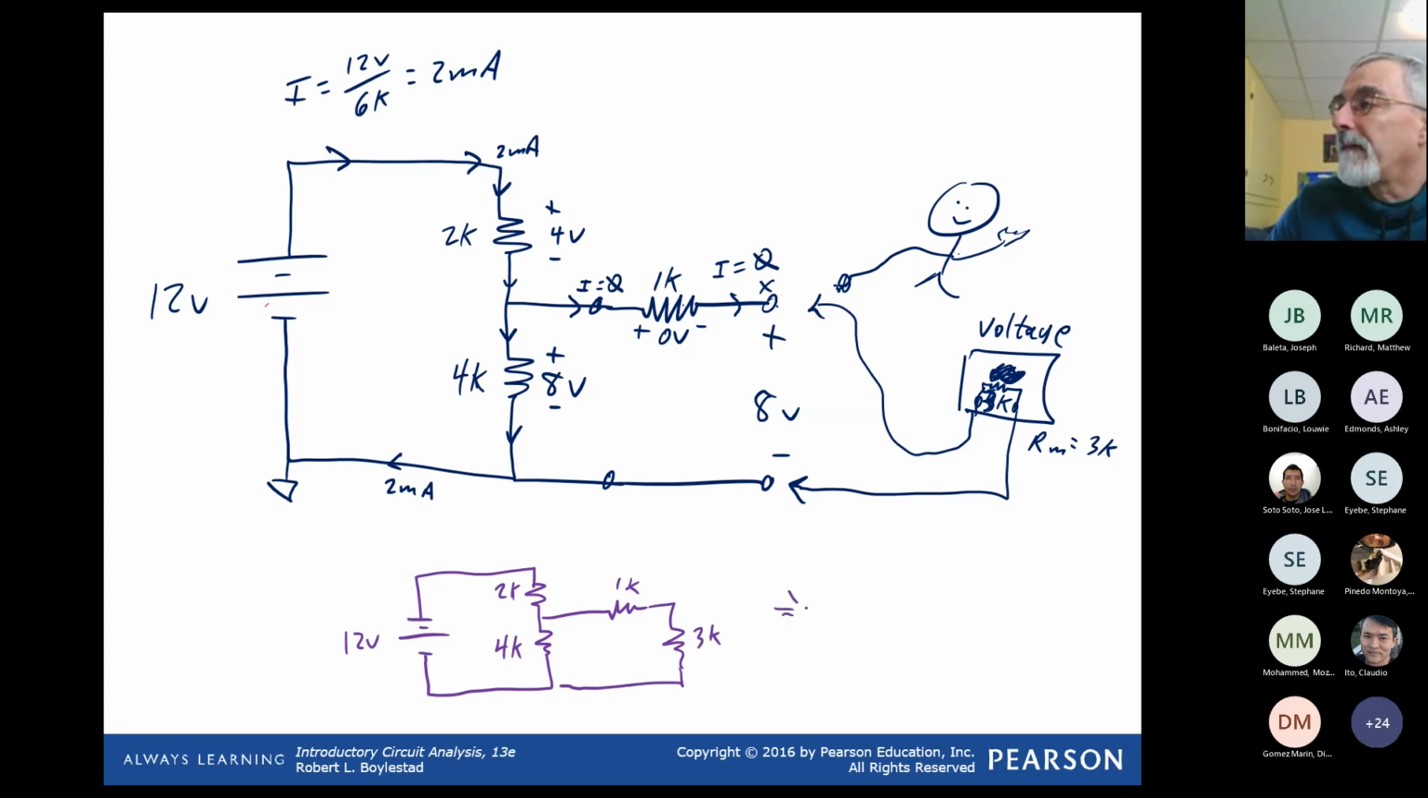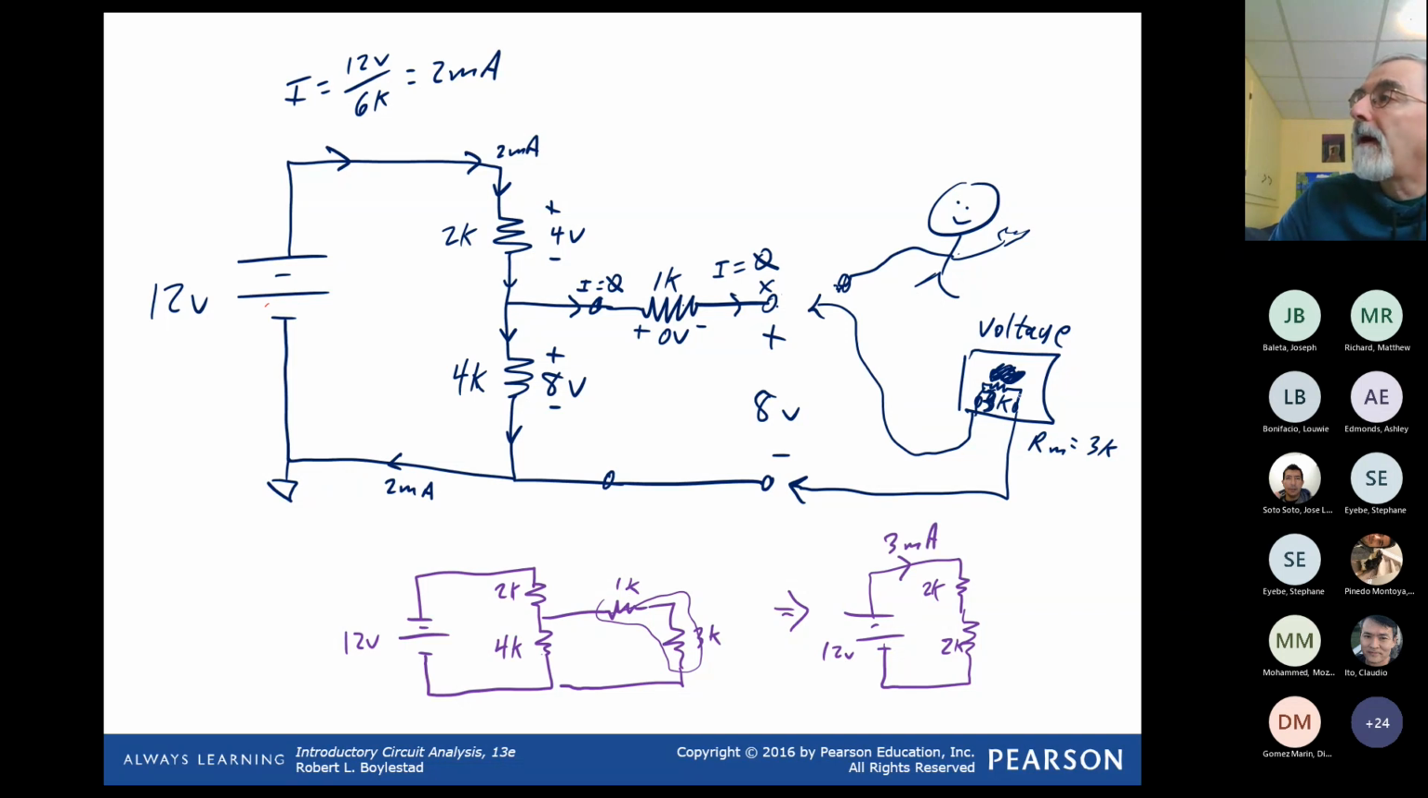And so the equivalent circuit, we've got our 2K and 4K in parallel with 4K, because this is indeed 4K. 4K in parallel with 4K is 2K. And my current is now 12 volts divided by 4K, or 3 milliamps.